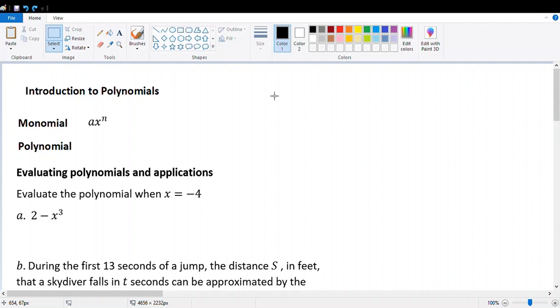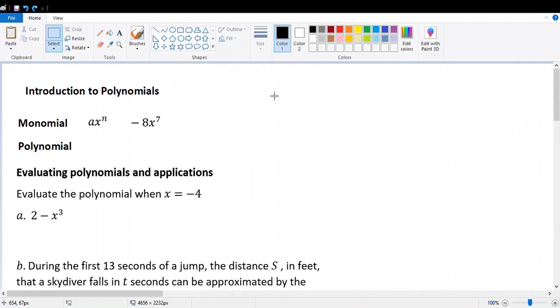Okay, then one example: negative 8x to the 7th, but another example can be 4x, or can be just 8, or can be 20x to the 8th power. Those are examples of monomials. Now, a polynomial is a monomial, or a combination of sums and/or differences of monomials.